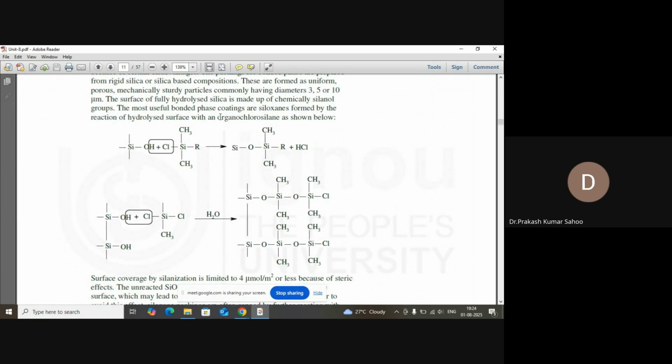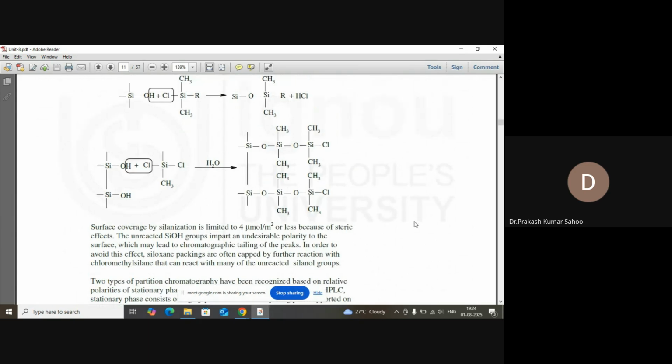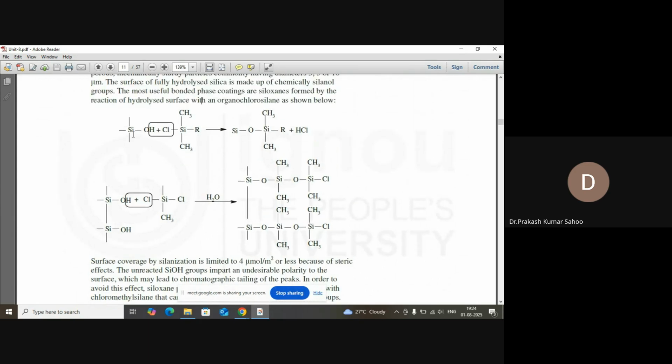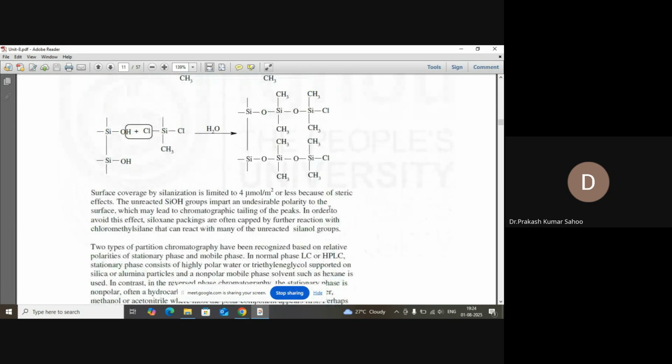This is organofluorosilane. These are made up of trimethyl silanol reacting with trialkyl silane chloride, forming this cross-link.